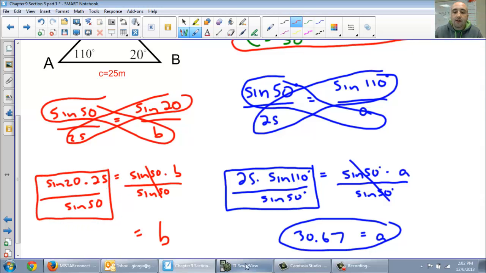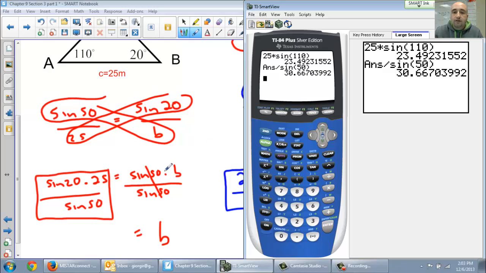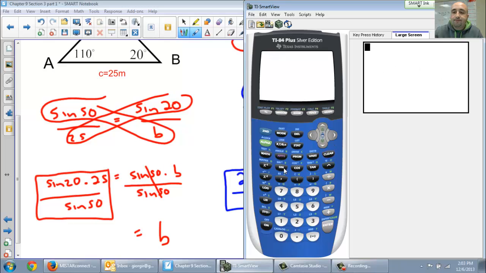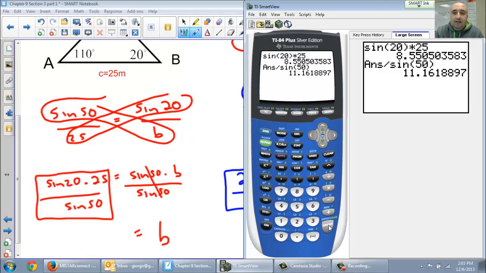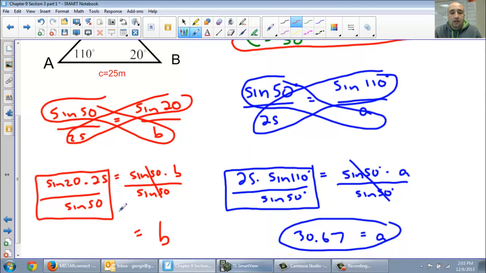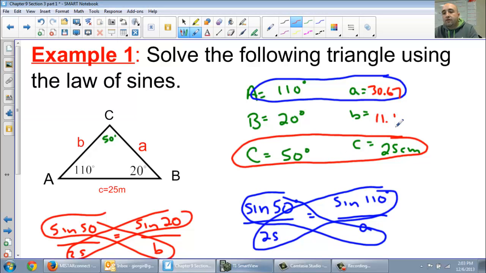And we're going to type that right in on our calculator. Sine of 20, and I'm getting that from up top, times 25. I would do just the top and then divide it by the bottom. Enter, I get 8.55, and then we're going to divide that by the sine of 50, close your parentheses. And little b is 11.16. I'm going to go back up here and finish it off, 11.16.